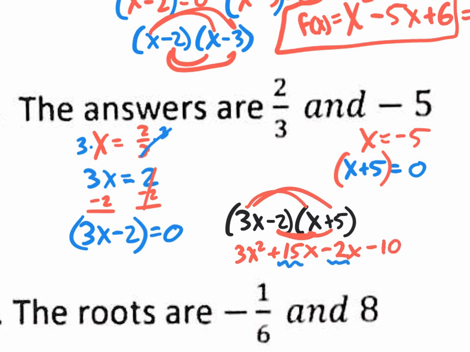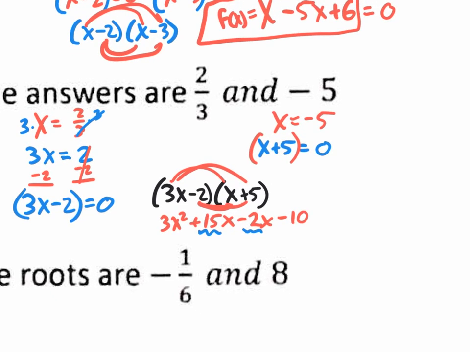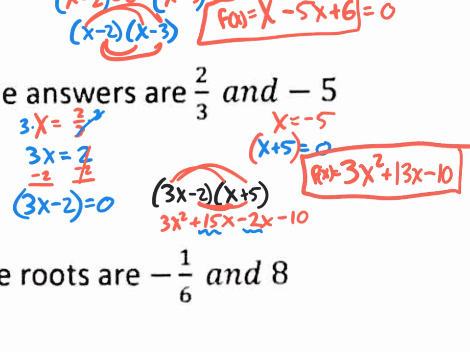Combine the middle terms, and we will get our answer, our equation. 3x squared plus 13x minus 10. You could set that equal to 0, or you could put an f of x right in front of it. But this is your equation that if you were to solve would give you these answers.